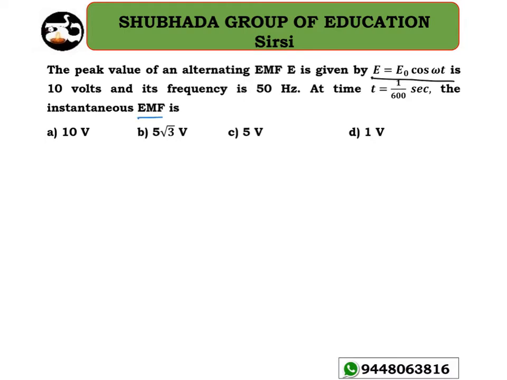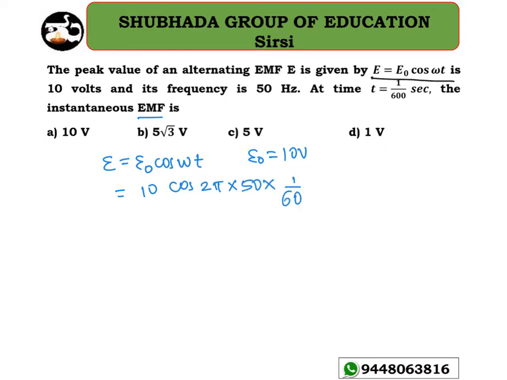So you know that they have given that E is equal to E0 cos omega t. This is the instantaneous EMF, and the peak value E0 is given as 10 volt here. Let me substitute that: 10 volt into cos omega t. Omega can be replaced as 2 pi f, where f is 50 hertz and t is 1 divided by 600 seconds.